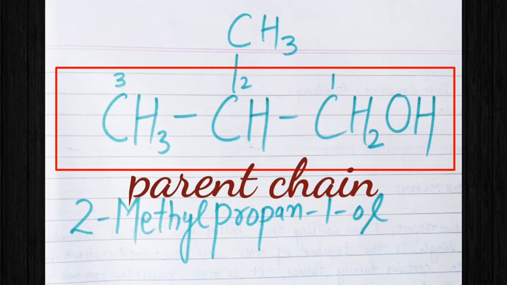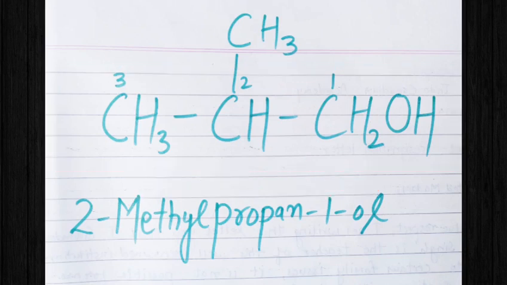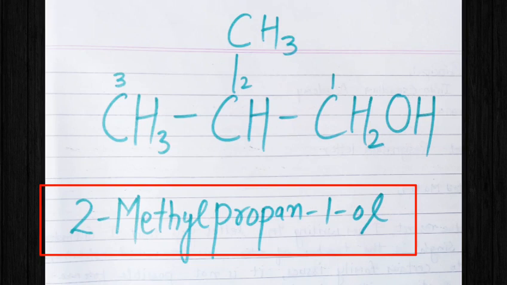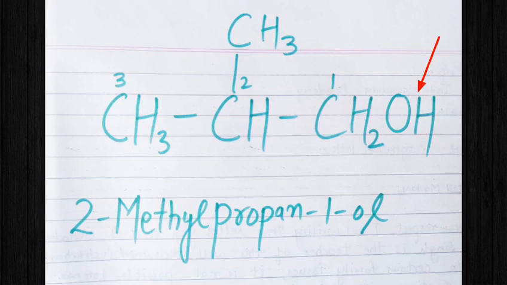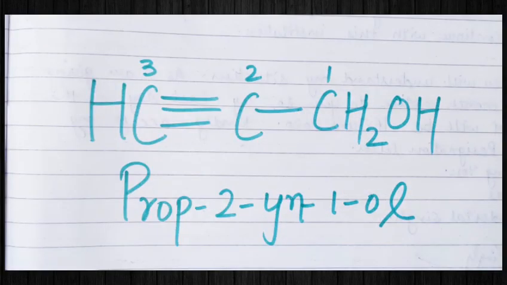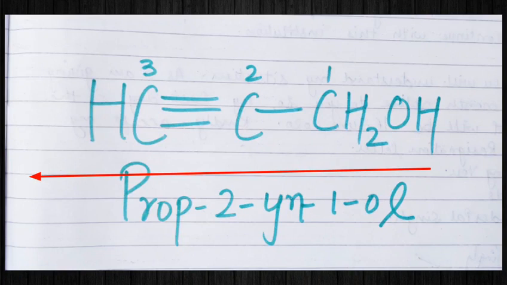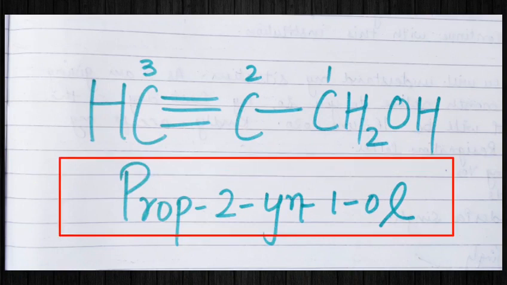And the numbering is done in such a manner that the functional group may get the lowest number. So we will start numbering from right to left. At number 2, methyl is present, so the name of compound is 2-methylpropan-1-ol. 1 because OH group is attached to carbon at number 1. So by applying the fundamental rules of IUPAC name, I will do the numbering from right to left. So the name of compound will be prop-2-yn-1-ol.